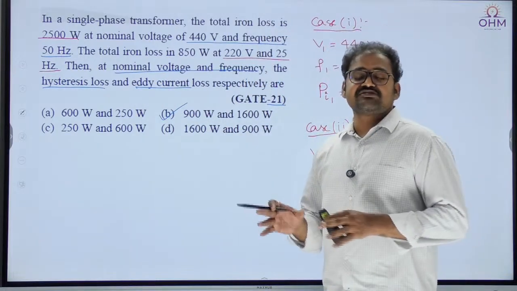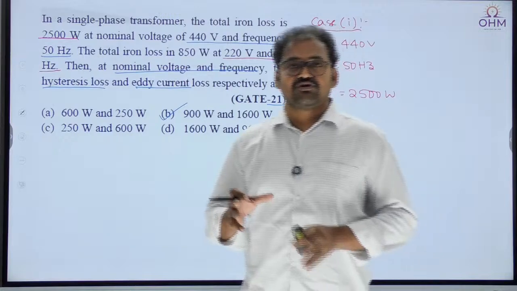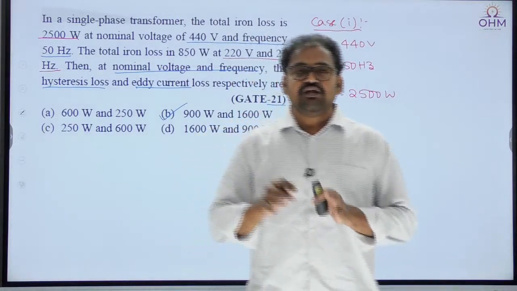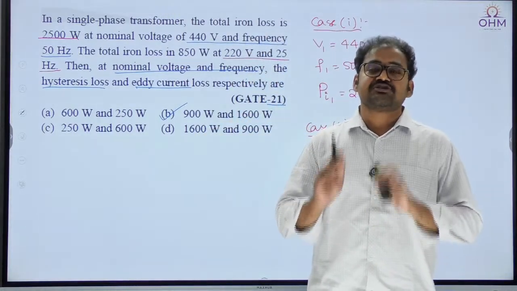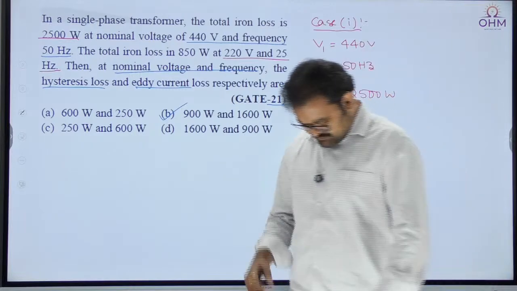So when the question is given related to iron losses, the first duty is we need to check whether V by F ratio is constant or variable. All right.